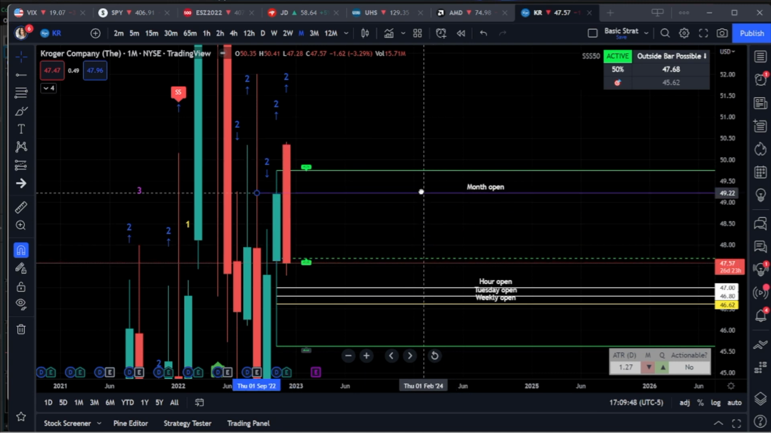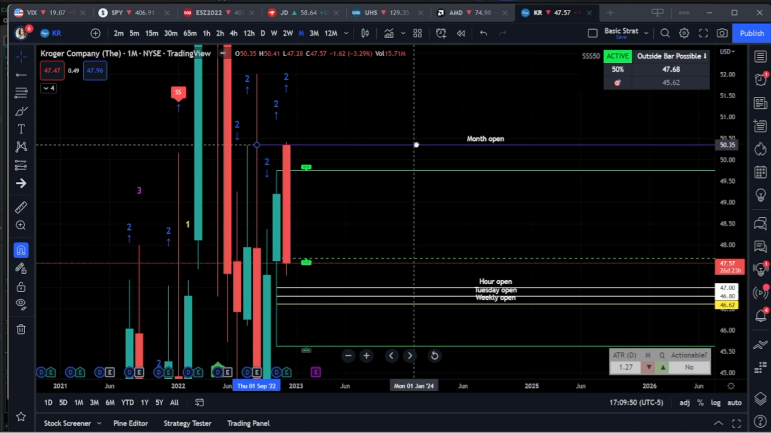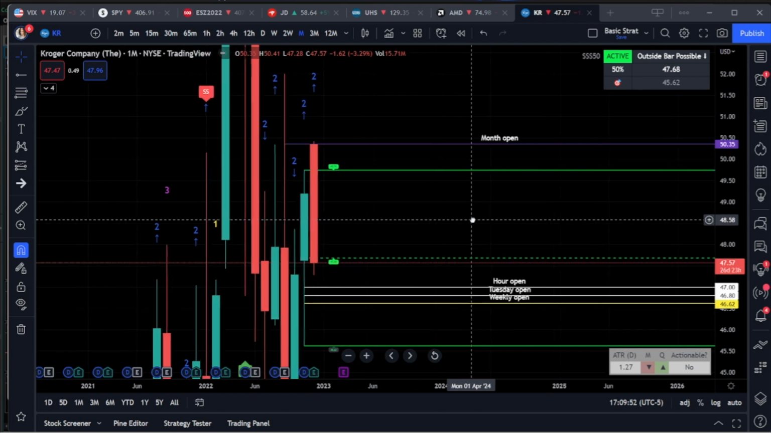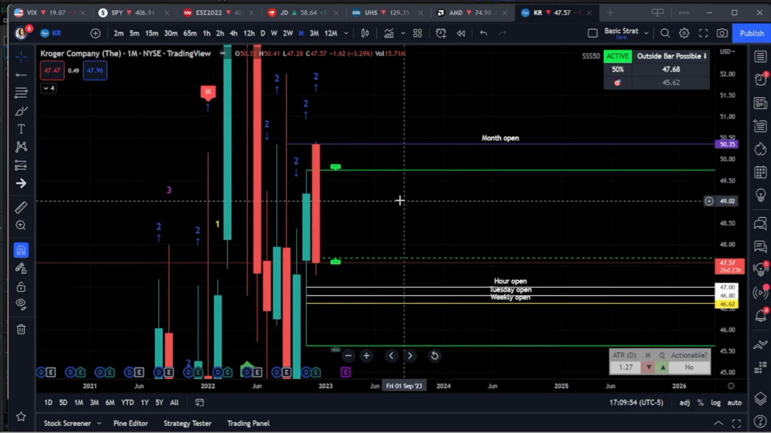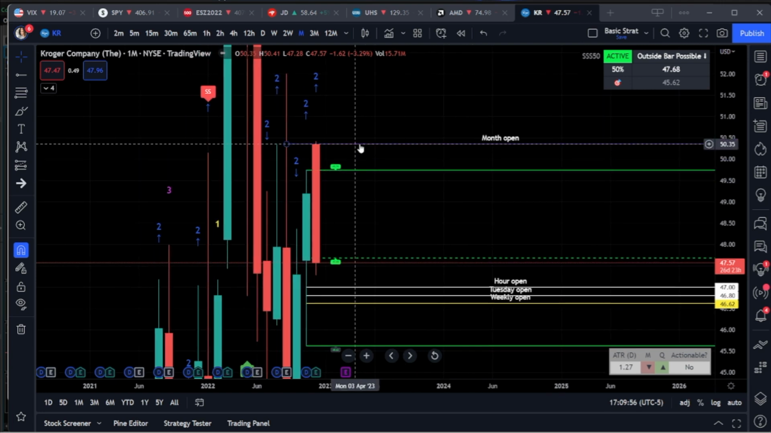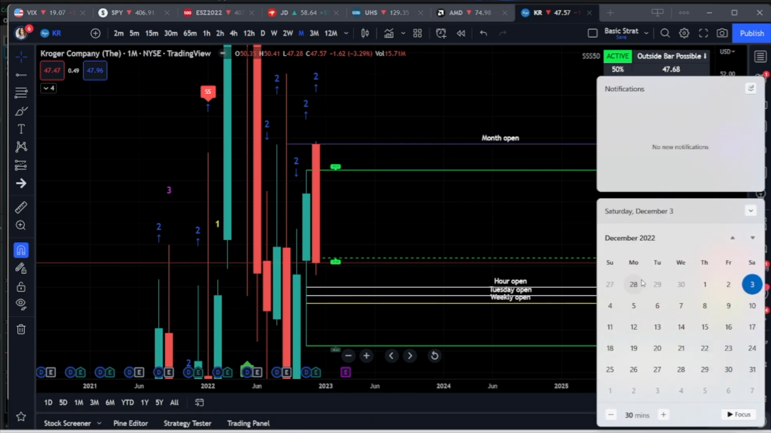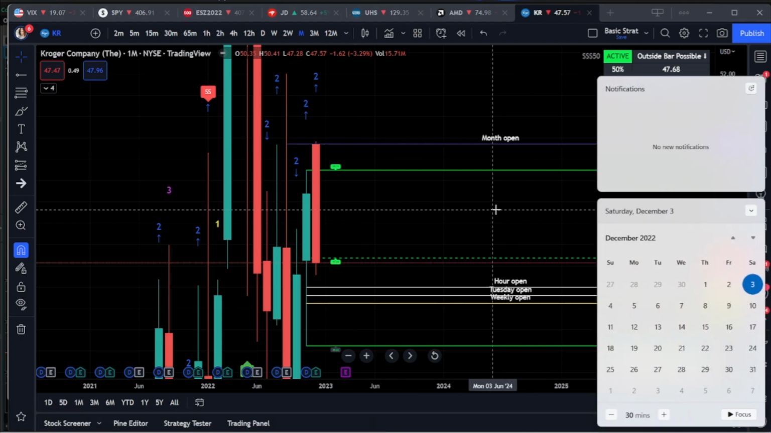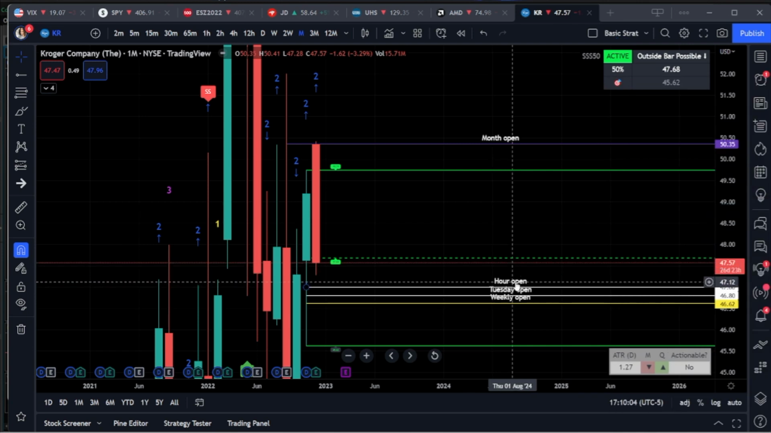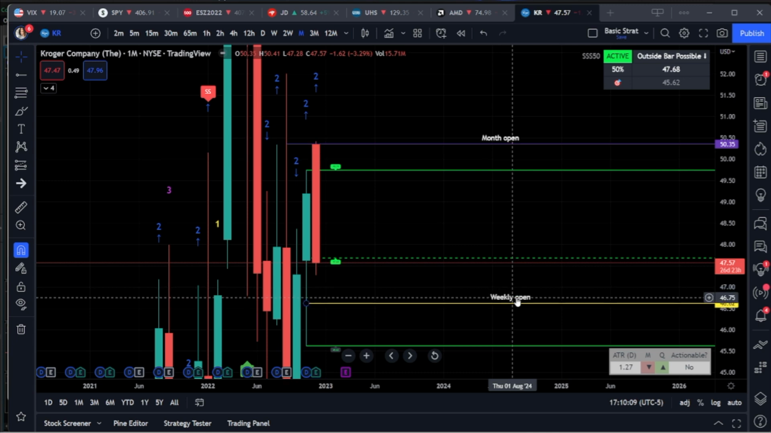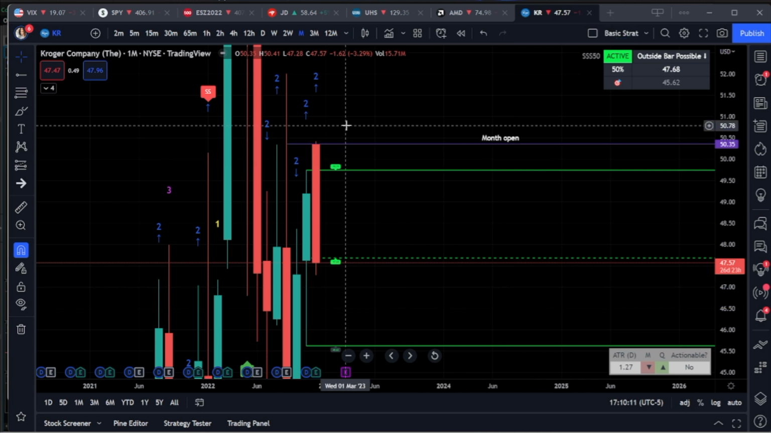The month open is now up here. So I know that so far for the month we are below the month open. I know that we will uncouple on Tuesday. So my hour open and my Tuesday open and my weekly open are all going to be different once Monday opens.